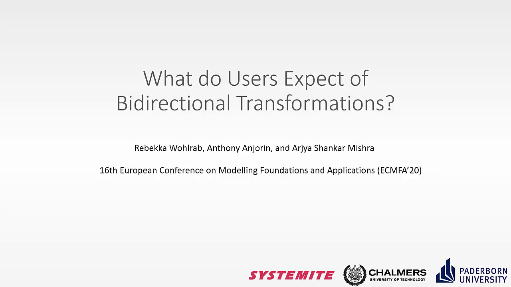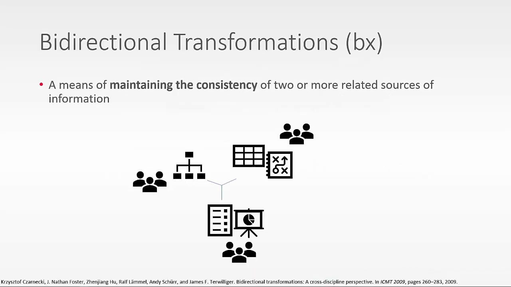And now I'll briefly present what bidirectional transformations are, and then show you our findings regarding users' expectations. Bidirectional transformations, or BX, are means of maintaining the consistency of two or more related sources of information. And that is pretty useful because nowadays, in systems and software development, multiple teams are involved that create documents and models that should be kept consistent and in sync.